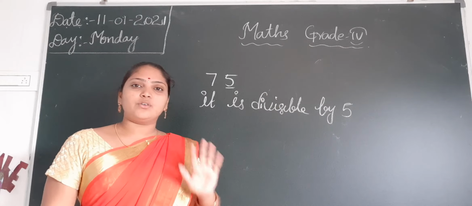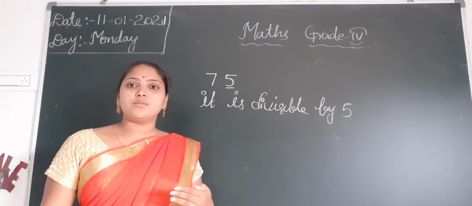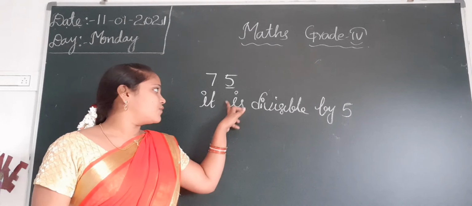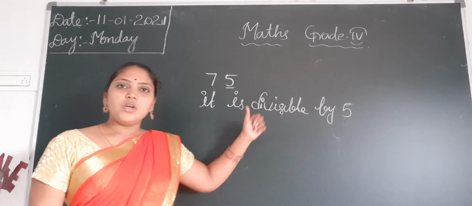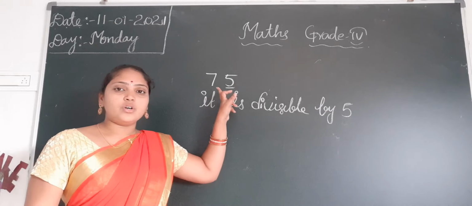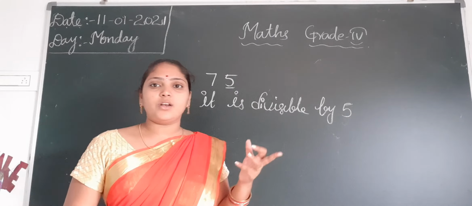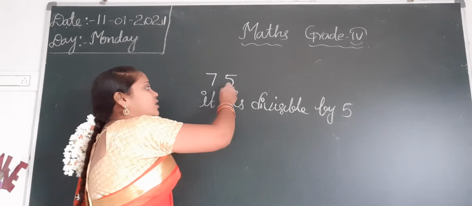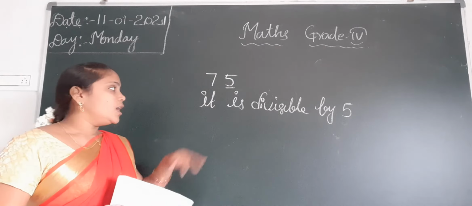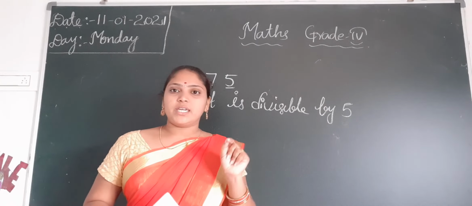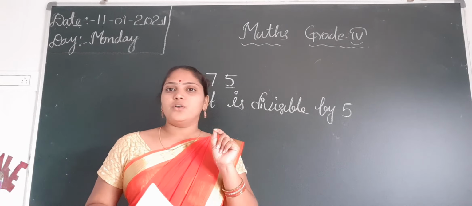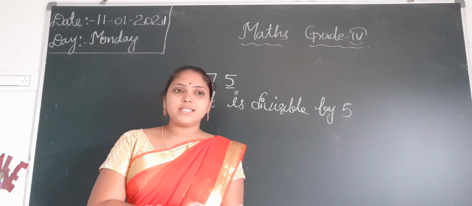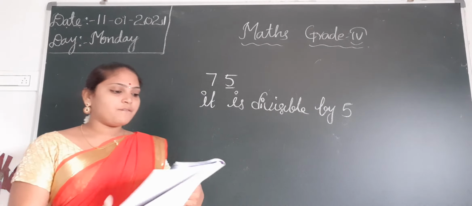Is it divisible by 2 or not? If it is not divisible, go to the next one. Yes, 5. It is divisible by 5. So 5, after that 10. Is 75 divisible by 10, children? No. So what is the divisibility rule of 10? The number must end with 0 only, but here it is 5. Means 75 is divisible by 5 only.